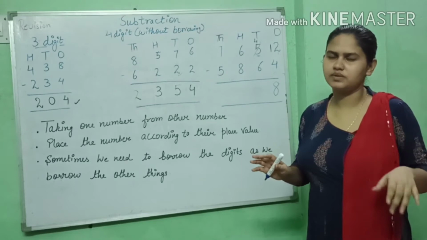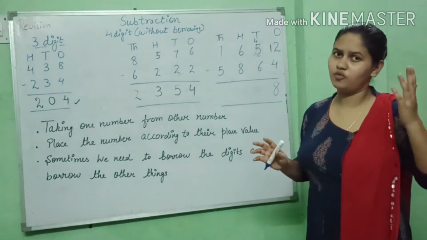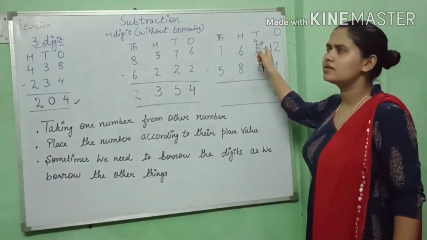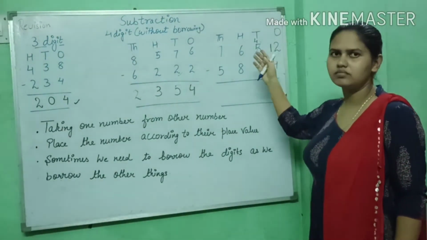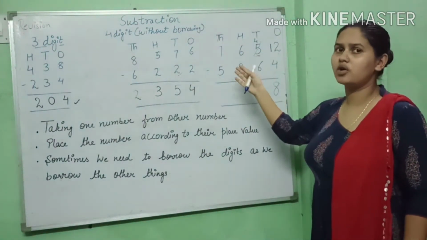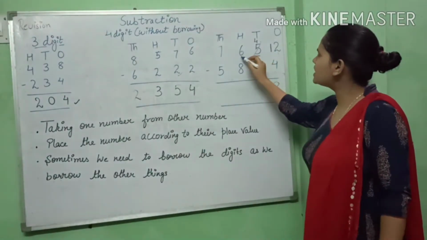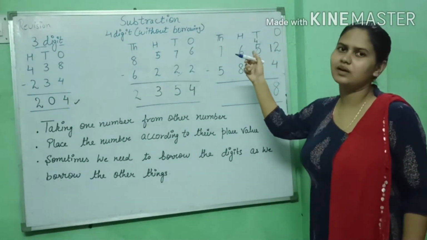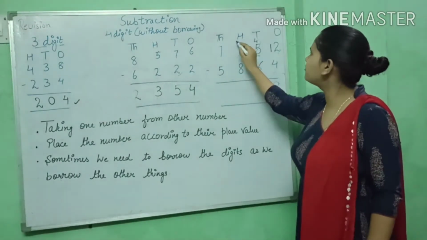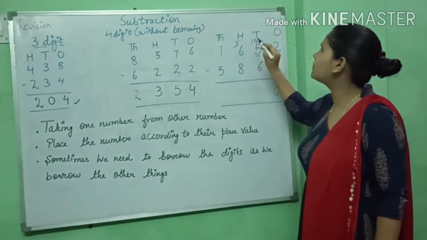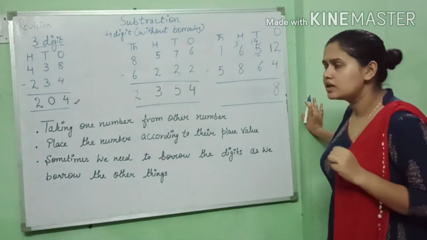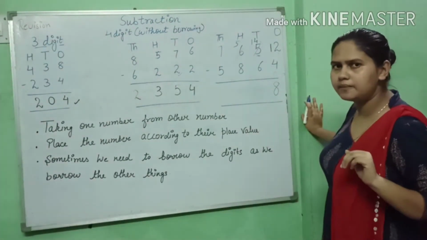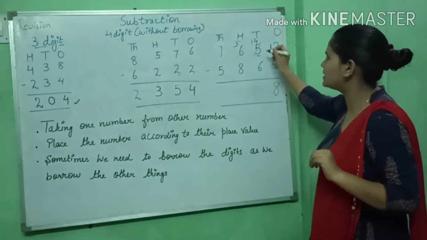This is not possible. So in this way, 4 will take a carry, a one-digit borrow from 6. So when 6 gives 1 to its neighbor, it becomes 5 and 4 becomes 14. So when 4 becomes 14, now we can subtract it, because 14 is greater than 6.